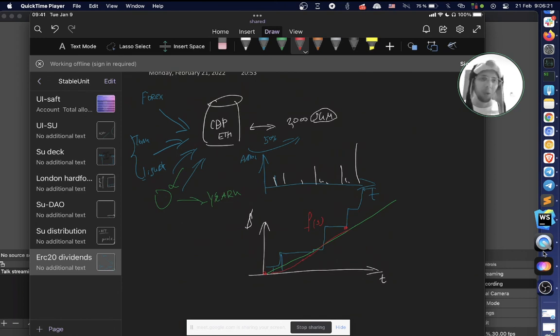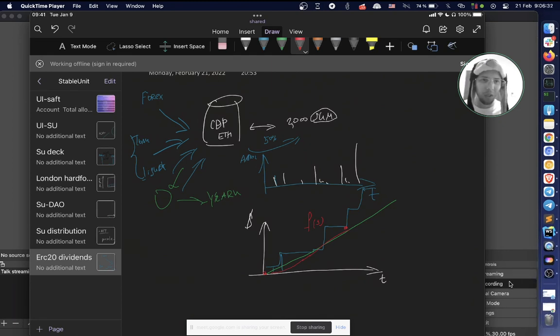And if you have any other thoughts on how the distribution of parts of a system's profit can be implemented, please let us know in any of the chats. Happy to discuss it, or with any other contributors of stable unit.